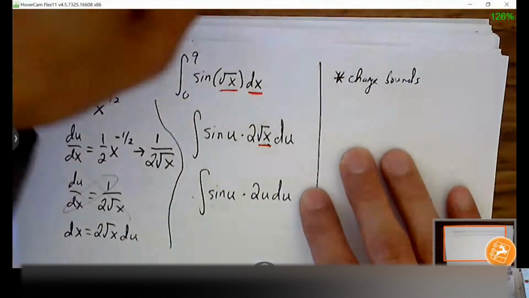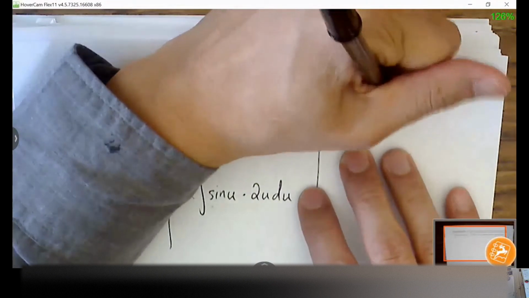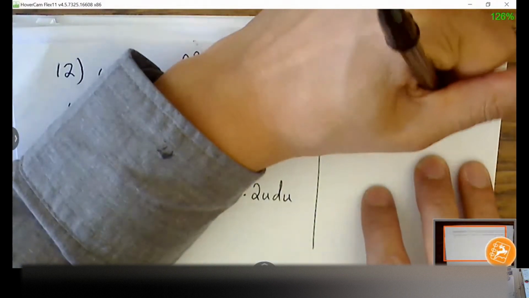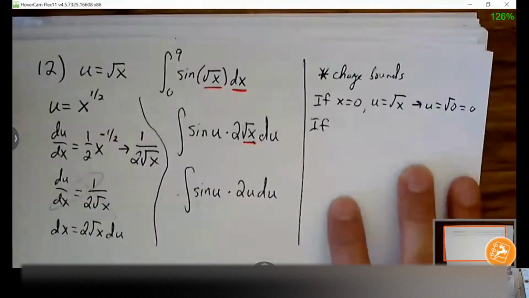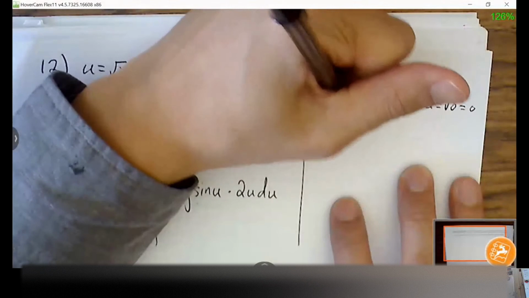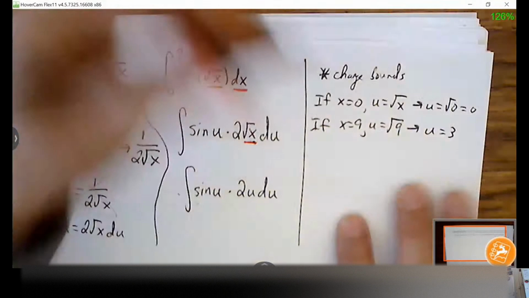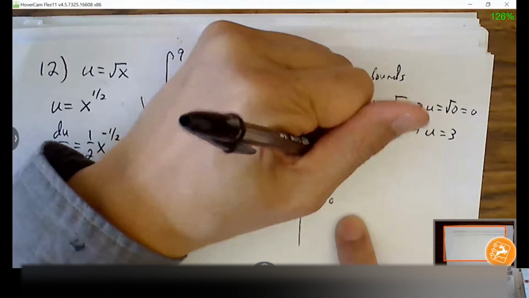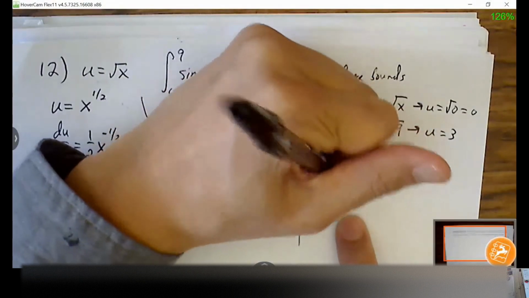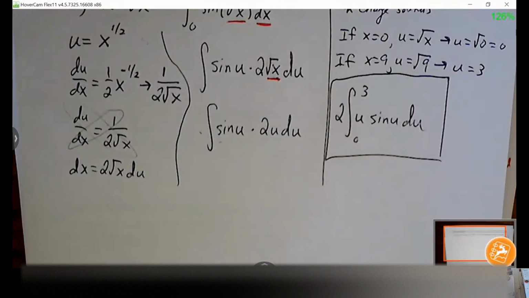So our conversion is u equals root x. If x equals 0, then u is root 0, which is 0. If x equals 9, then u is equal to root 9, and root 9 is 3. So we should be able to replace the bounds with 0 and 3. If I pull the 2 out in front, I think this will match your answer choice better. A.